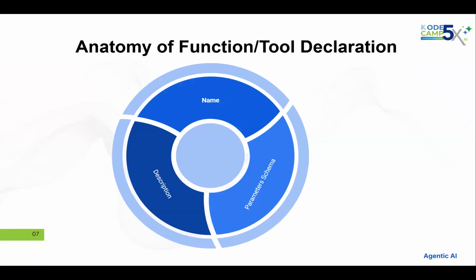Now, what's the anatomy of a function or a tool declaration? It is simply what we talked about: the name of that function or tool, its description, and the schema of its parameters. These are the three core things you need to provide when declaring a function or a tool. Any question? We move ahead. Okay, I take that to be a yes.